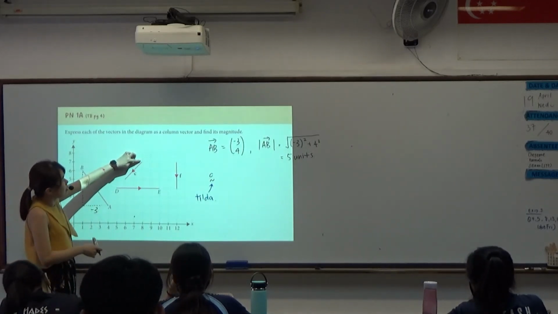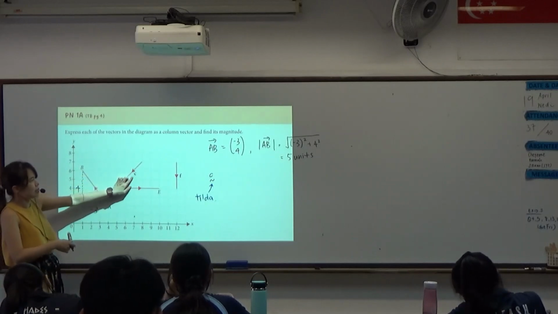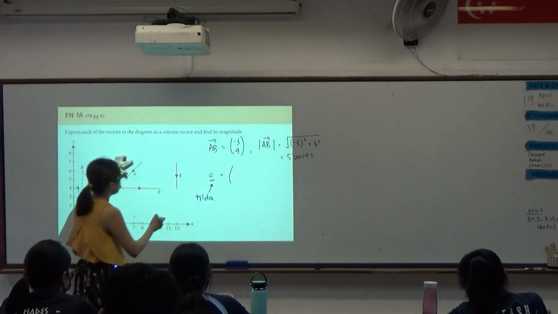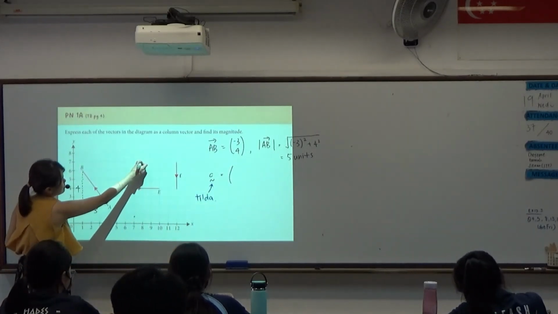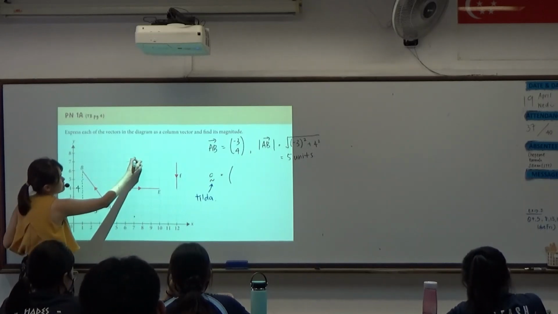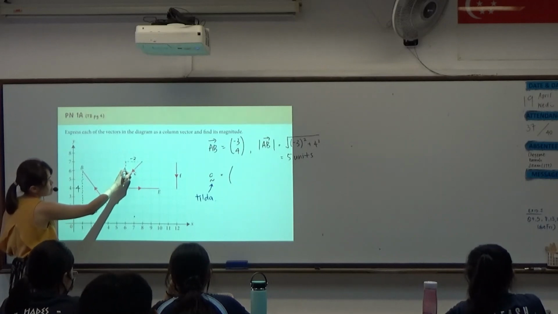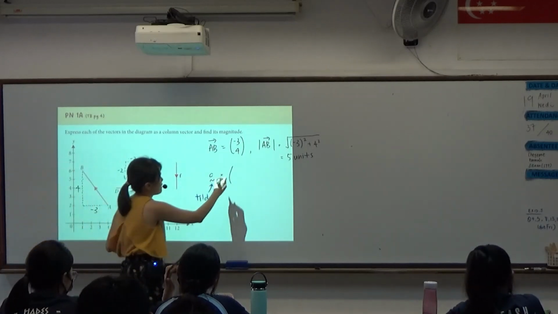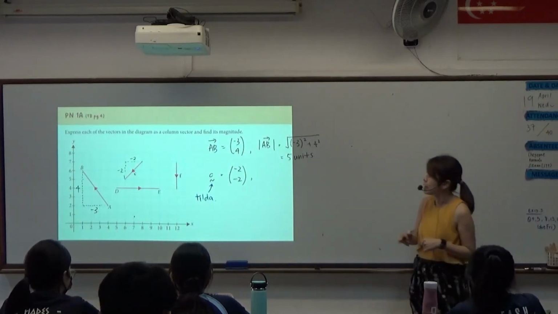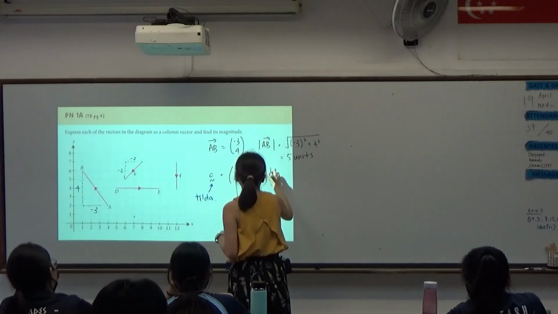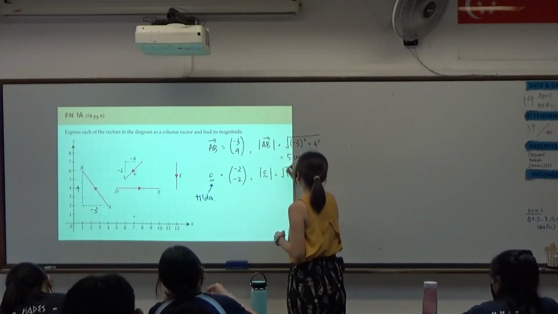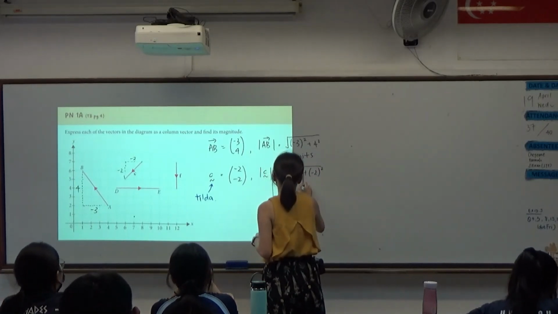So we write C tilde as the vector representing this one, and the column vector that represents it will actually be starting from here, because it's going this direction. We have moved negative 2 units to the left, and then downwards, so that will be negative 2. So the vector itself is negative 2, negative 2. And then we can also find out what the magnitude is. In this case, that will be square root 8 units.